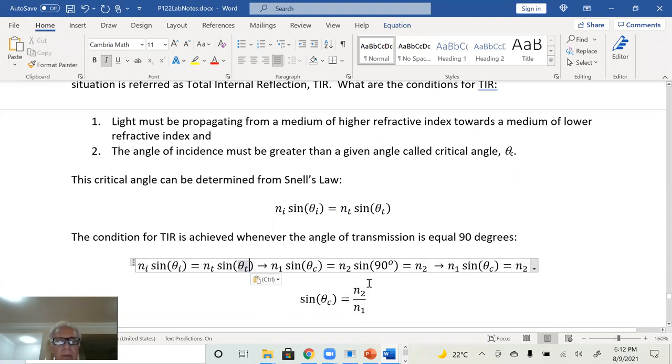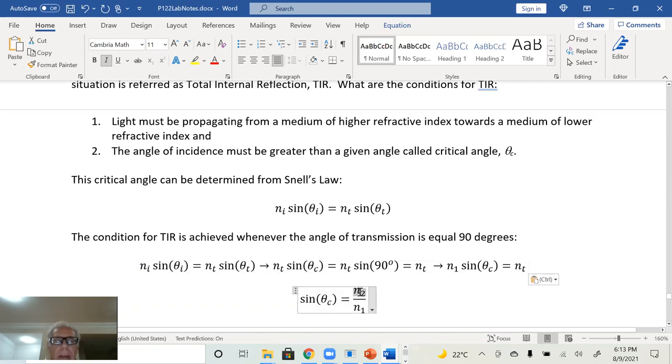The transmission angle is 90 degrees for total internal reflection. When the transmission angle is 90 degrees, the angle of incidence becomes theta critical. Sine of 90 degrees is 1, so it becomes N_T over N incidence. And here should be an incidence. N_T, okay.